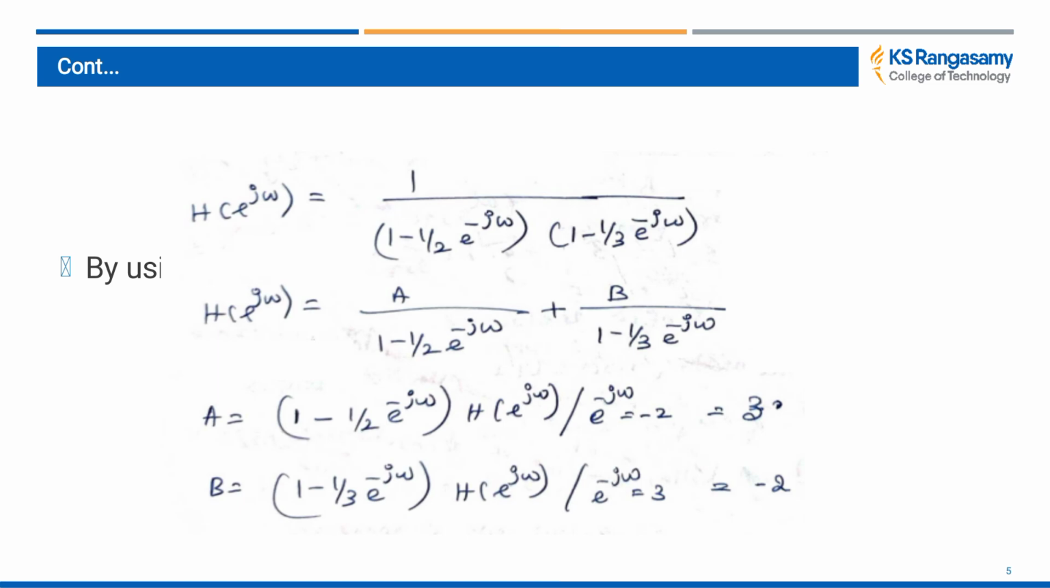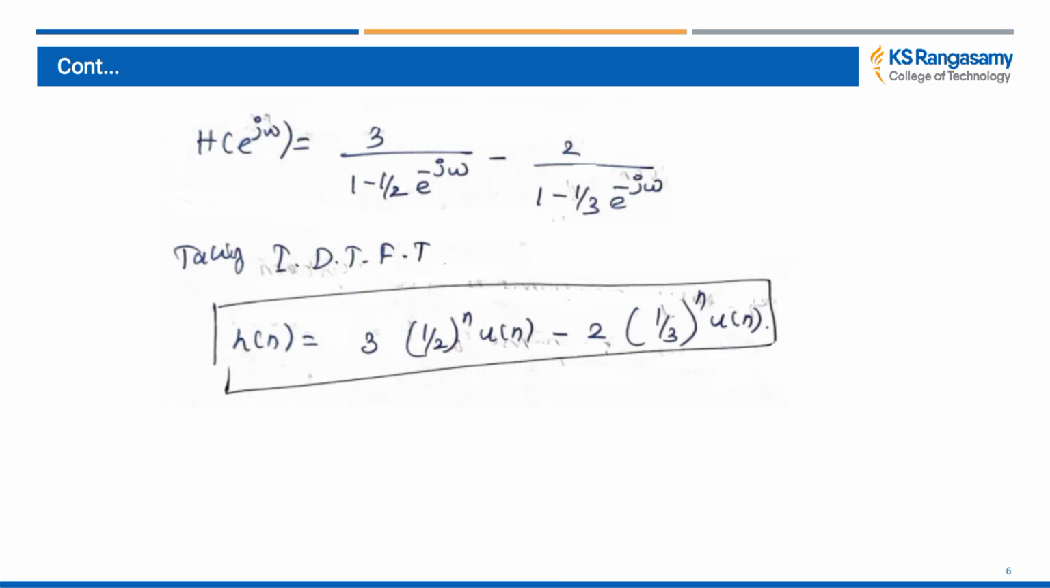So on the whole we will have only 1 divided by 1 minus 1 by 2 e power minus j omega. Instead of e power minus j omega, we have to substitute 3. So 1 divided by 1 minus 1 by 2 into 3, so it will be 1 divided by 1 minus 3 by 2. So on equating, b is equal to minus 2. Writing the coefficients, H of e power j omega is equal to 3 divided by the first term and minus 2 divided by the second term.